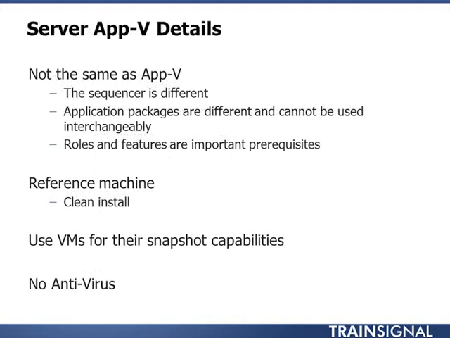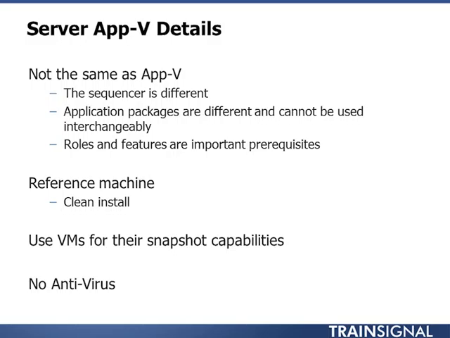So things that you need to know about server AppV. AppV and server AppV are not the same, as I mentioned to you a little bit earlier. The applications that you're going to sequence to run on regular AppV are going to be applications that typically run on desktops. Those applications cannot be used to run on the server if you've sequenced them with regular AppV. So the sequencer is different. The application packages themselves are different. They have different settings. They contain more settings. So they're not interusable, and that's a word that I've created.